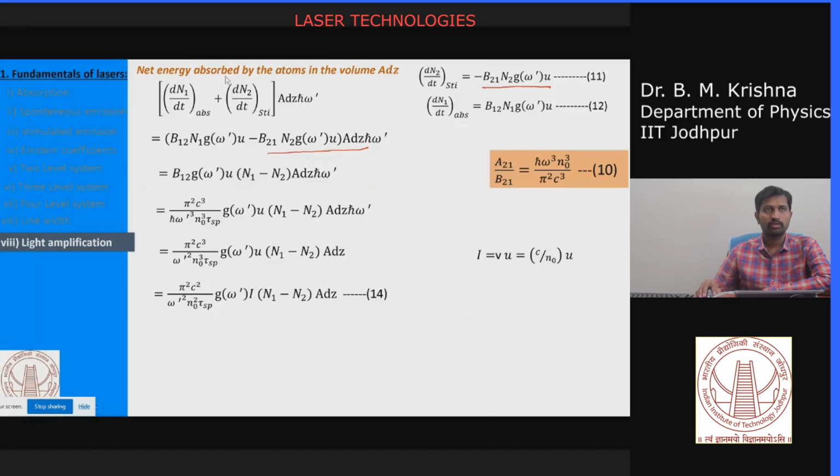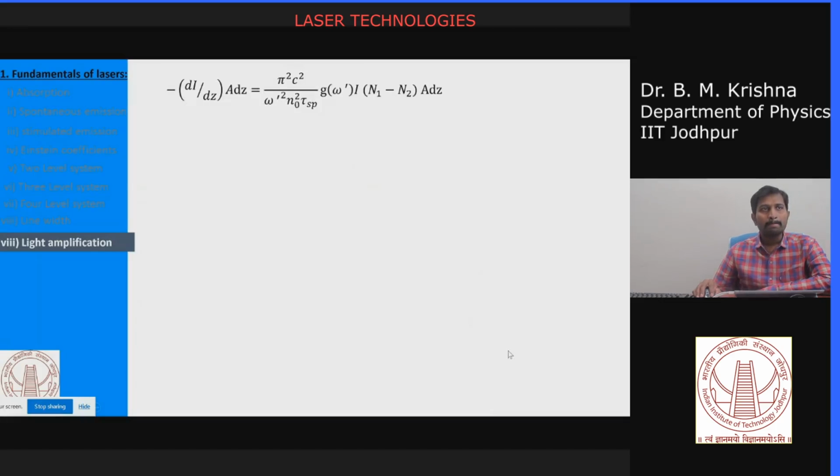So the net energy absorbed due to the stimulated absorption and stimulated emission, the number of atoms, will be equal to this factor, which is equation number 14. Now we can equate equation number 13 and equation number 14. Equation 13 is minus dI by dz times A dz, and equation 14 is pi square c square omega prime whole square n naught square tau SP g of omega prime I (N1 minus N2) A dz.